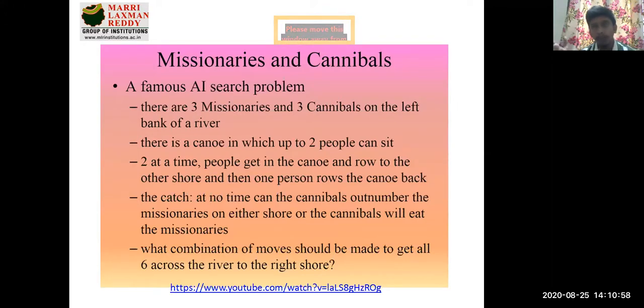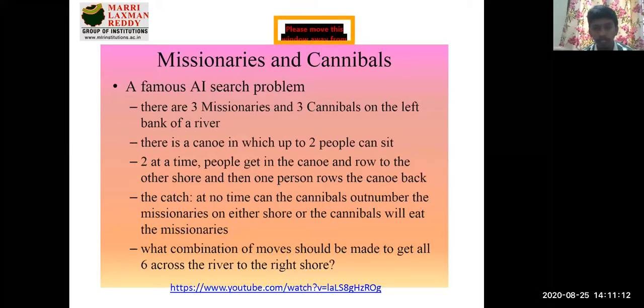People from the left get into the boat and move to the right side. In our solution, we call them the left and right of the river. Then one person rows the canoe back, because a boat cannot come back on its own after dropping them. One person has to row the boat back. That's why every time two people go to the other side, one of them should come back and take the others. That is the condition.